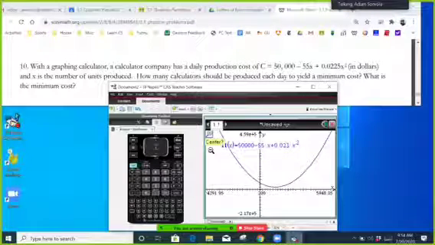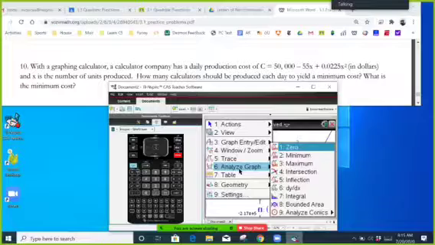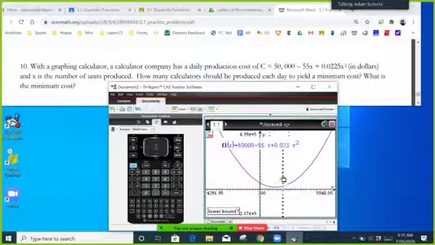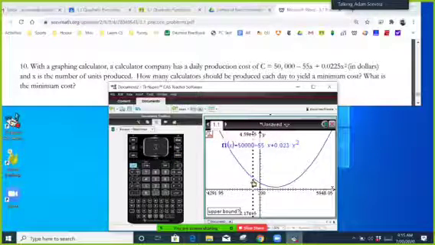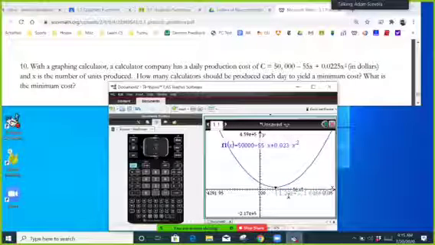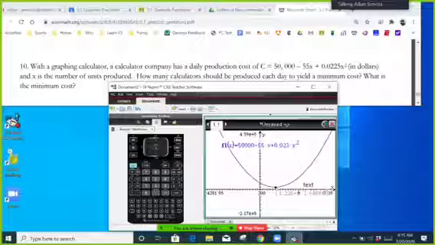So this is the cost. If we trace this, a way to find the minimum would be to do analyze graph minimum, and then go to the left lower bound, right upper bound, and it finds the minimum point. So x was units produced. That means that when you produce 1.22 e plus 3, that means move the decimal place over 3 times. So 1, 2, 3. That's about 1,220 items.